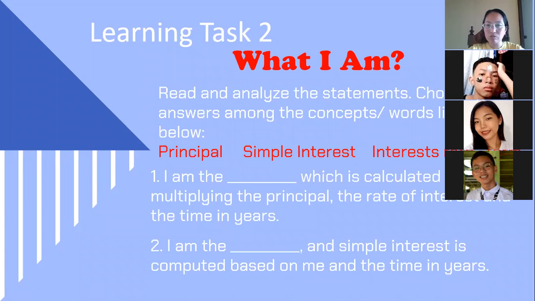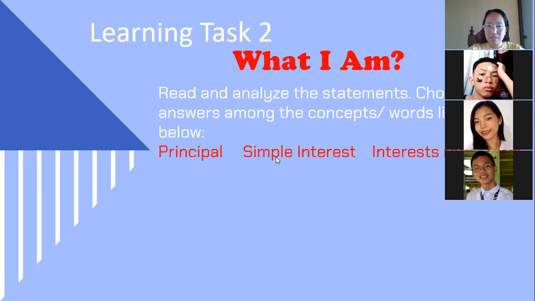Okay po? Yan. So, nandun din ito sa inyong module. Pag sinabing I am the blank, which is calculated by multiplying the principal, the rate of interest, and the time in years, of course, it's the simple interest. Okay? I am the blank, and simple interest is computed based on me and the time in years. Okay? So, anong nawawala? So, it's the principal. Ang tamang sagot natin for number 2.